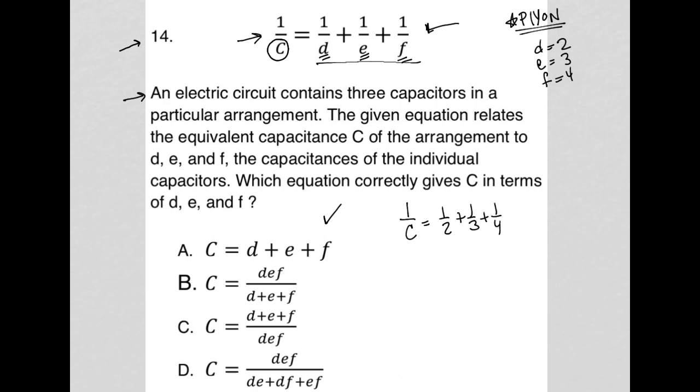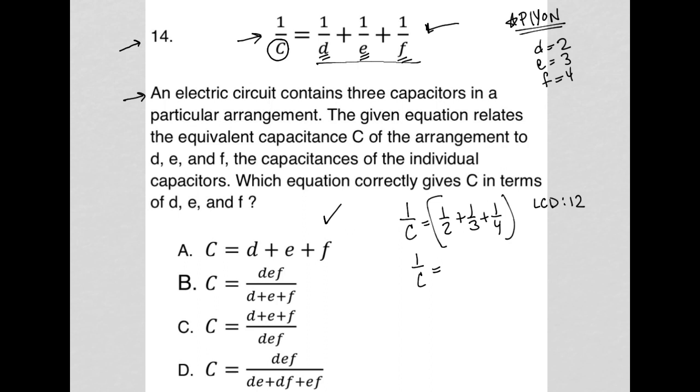Well, if that's the case, I can simplify this, which is exactly what I would do to start off with. So I'd have 1 over C equals, what would my lowest common denominator here be between 2, 3, and 4? It looks like it would be 12, right? So my LCD would be 12 because it's the smallest number that 2, 3, and 4 all go into evenly.